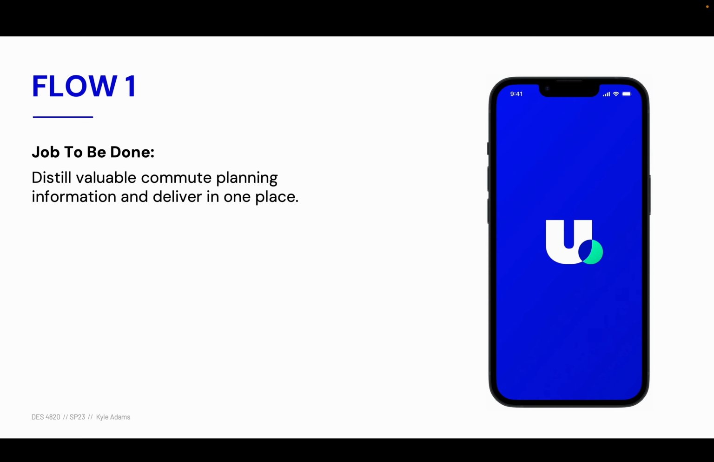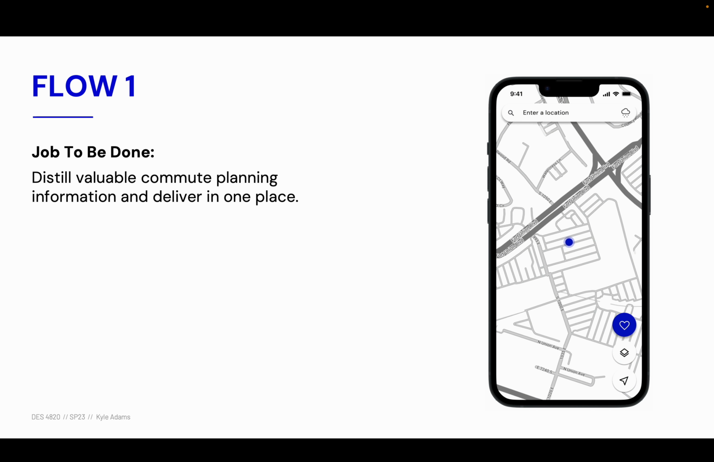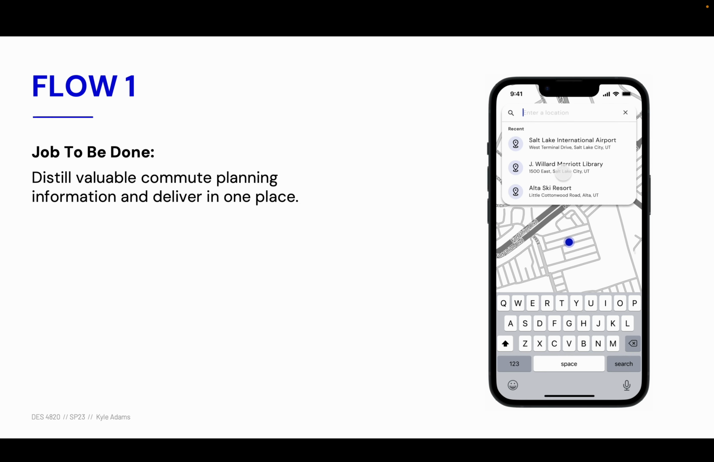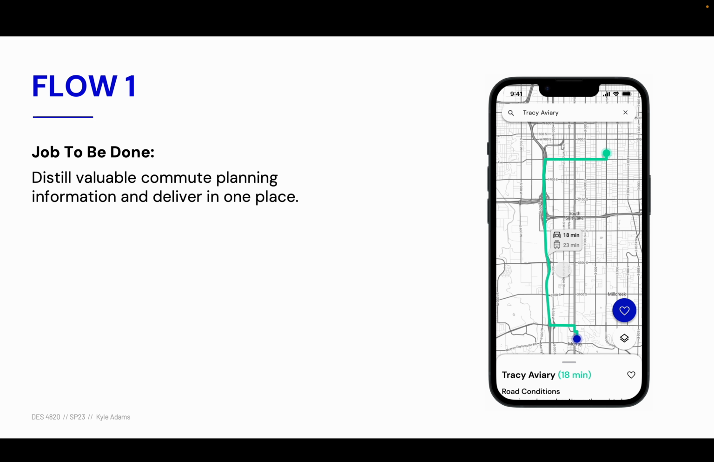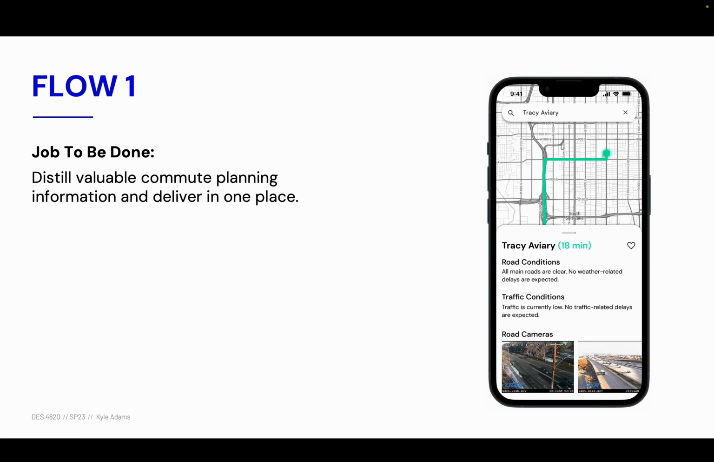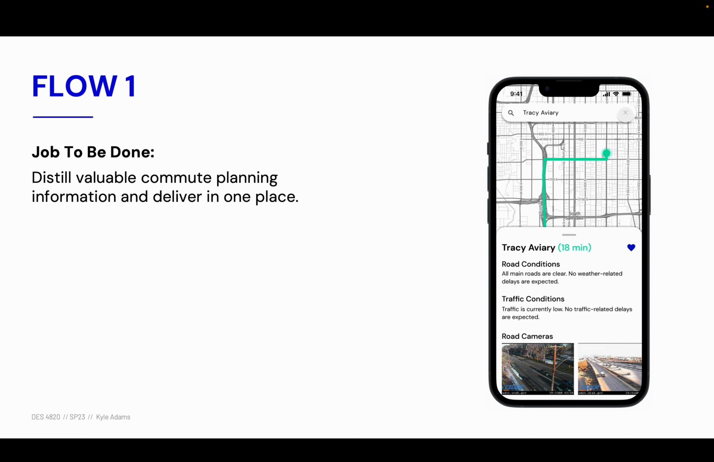Valley begins by opening the new UDOT app, which greets them with a simple map. Valley is starting a new job as a bird keeper for the Tracy Aviary and needs to plan their commute. They open up the search bar to enter the location. Valley is then shown UDOT's recommended route, and the information card includes road and traffic conditions along with relevant road cams. Valley knows they'll be making this commute again, so they choose to favorite it.